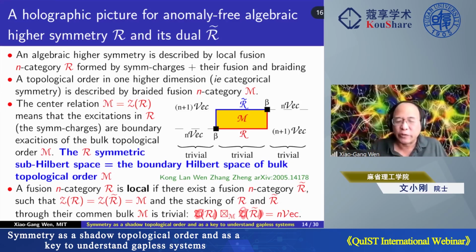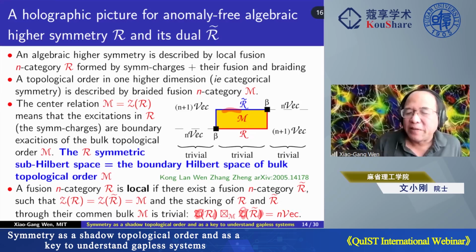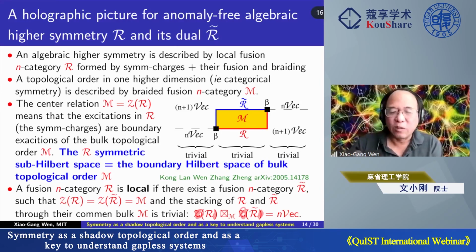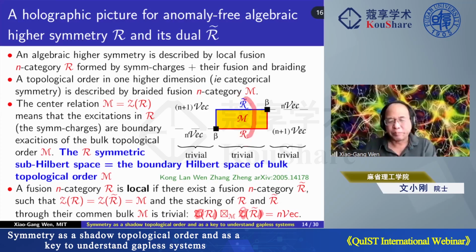So it's this notation. We can view this slab as a system in one lower dimension, so in n dimensions. If this slab describes a trivial topological order, then we say this R is local. So local really means that we require R and another fusion category R tilde, stacked through M, to become trivial.